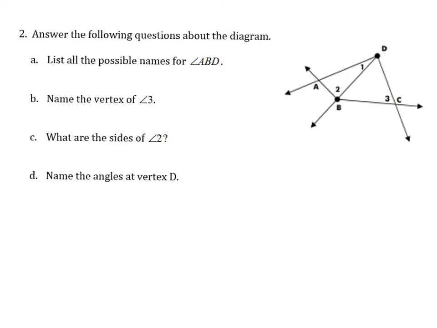Next question wants the sides of angle 2. So we're going back to this angle that we had from the first question. Now I want to name the sides. Now remember, the sides are going to be 2 rays that share an endpoint. So they're going to share endpoint B. So it looks like it's going to be BA. Remember, use your symbol for ray. And it's going to be BD.